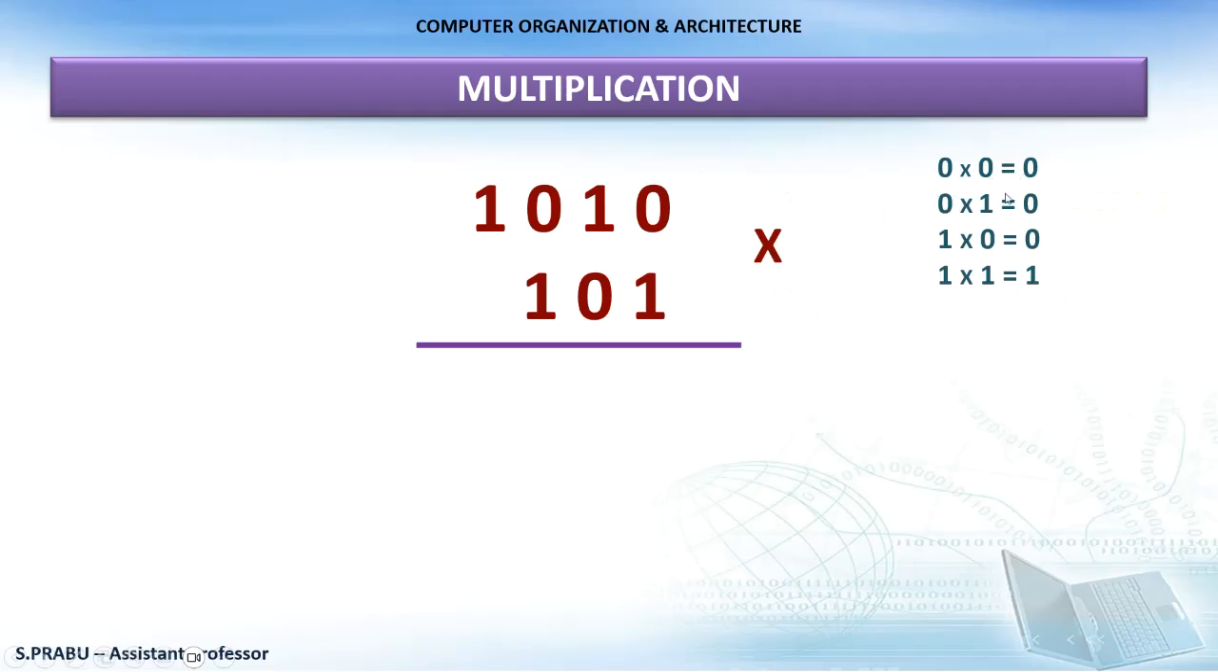0 into 0 is 0, 0 into 1 is 0, 1 into 0 is 0, 1 into 1 is 1. So all these four rules are simple only. We can apply this rule for the multiplication process.